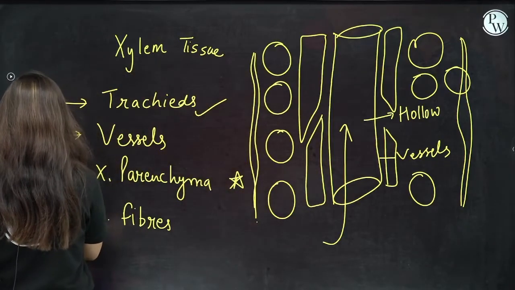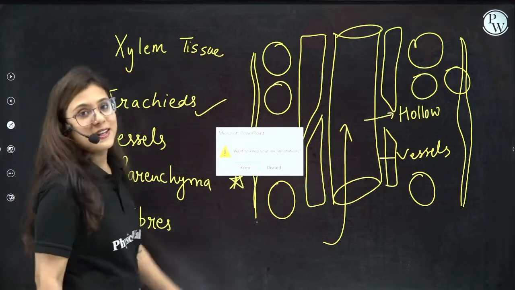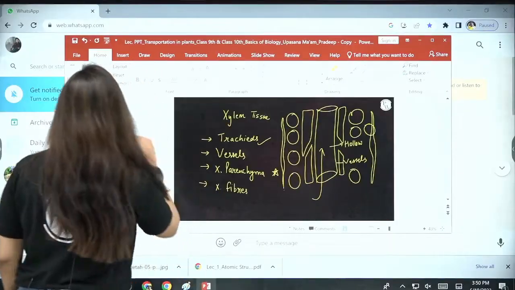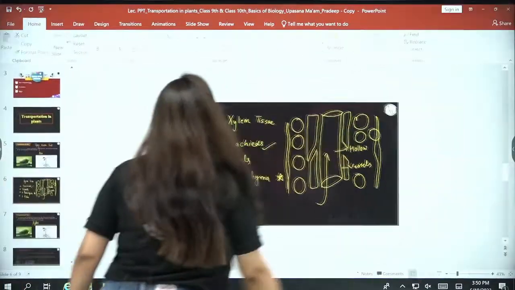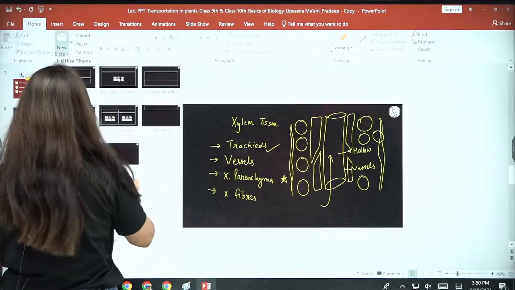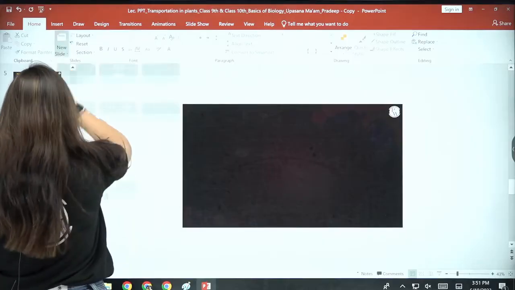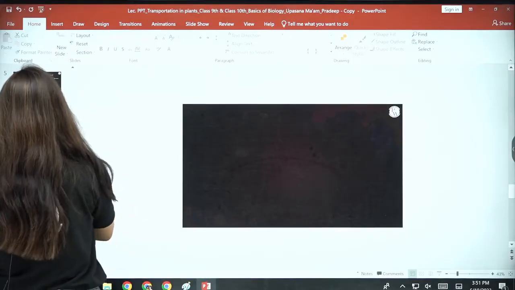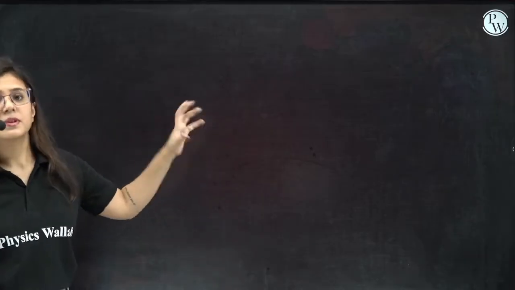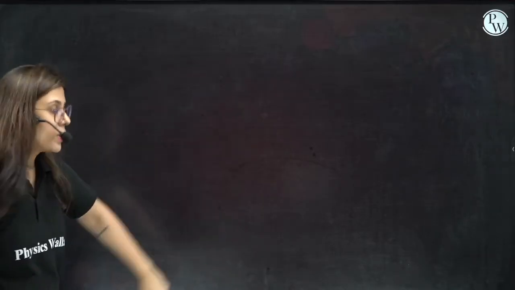Now one more point. Let's add more slides. One more, right? Or maybe one more. Okay, ji. Yes. Getting back to it. Xylem, you know, different types of cells are there. Then one more thing.